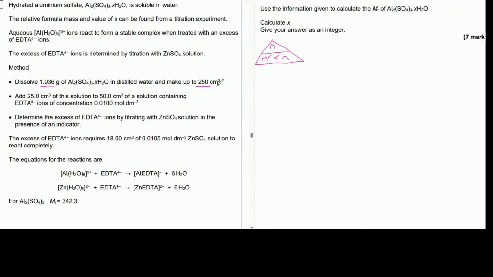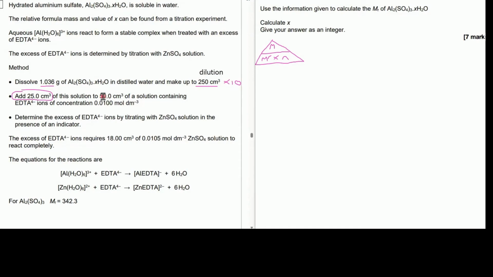And it says make up to 250 centimeters cubed, then add 25 centimeters cubed from the 250. So what I want to know here is I've gone from 250 centimeters cubed to 25. It's not really a dilution, but we've taken a portion, 25 centimeters cubed of 250. So I just want a little note there, something that's going to trigger me later on to remember that.